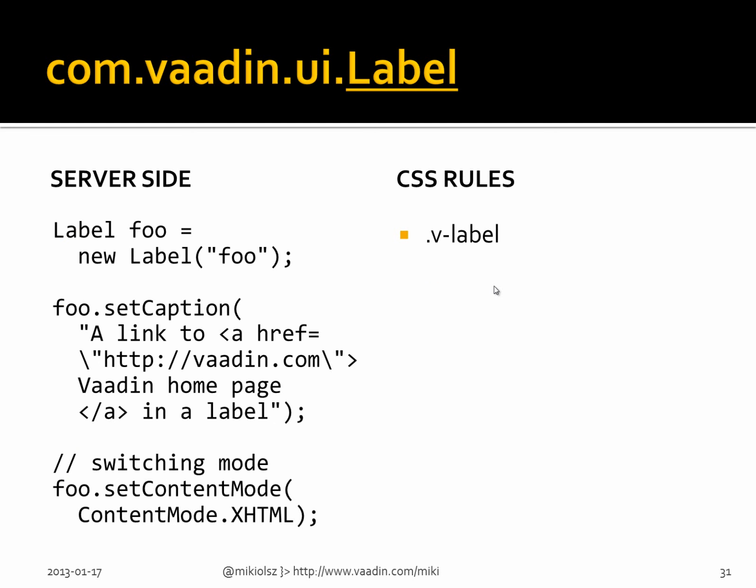Here is some code for creating labels. So the constructor takes a string as its first parameter. That parameter will be then shown as a caption. We can also set the caption with the setter method. In order to have HTML displayed, we need to set the content mode, otherwise all the dangerous characters would be escaped. And the CSS rule is just v-label.